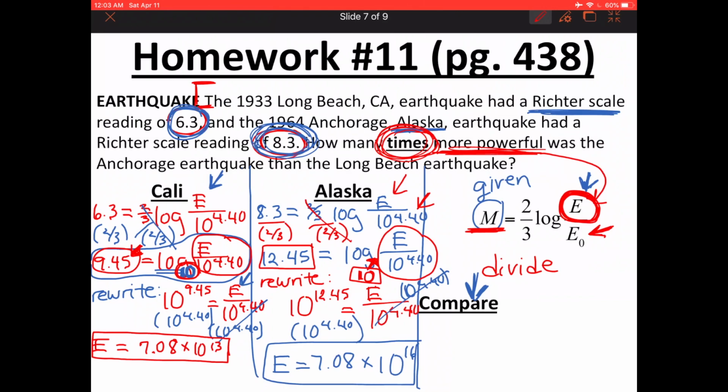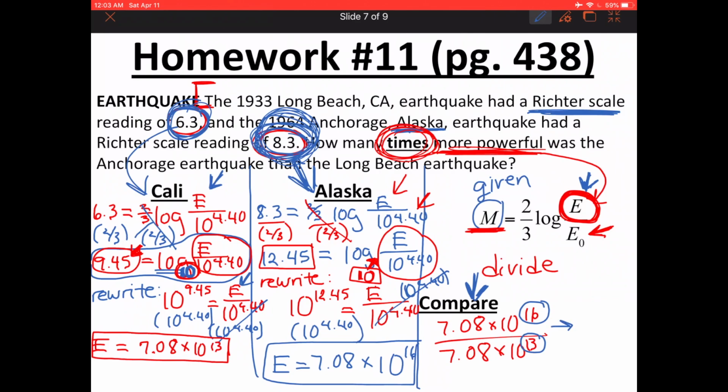You always put the bigger earthquake in the numerator. So I'm going to put the 7.08 times 10 to the power of 16 over 7.08 times 10 to the power of 13. Remember, how do we know which one is bigger? It is always based on the exponent in scientific notation, okay? Whichever one has the bigger exponent is the bigger number. You can also kind of know by looking at the magnitude on the Richter scale, right? The 8.3 is bigger than the 6.3 for California, so that's why we know that one's going to be bigger as well. And when we divide that out, we end up with 1,000.